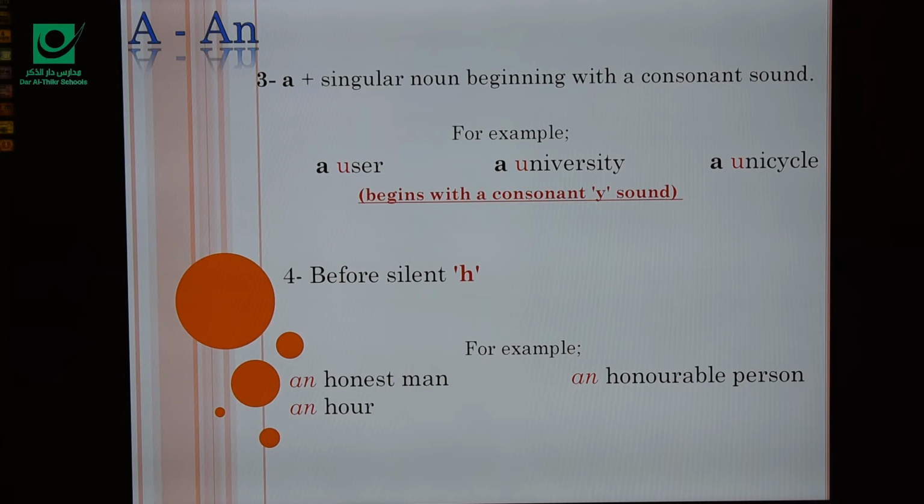Number 4, before the silent H, and take care of the letter H, whether it is silent or not. For example, an hour, an honest man, an honorable man. But when I say a horse, I cannot say an horse, because the H in horse is not silent. We pronounce it. So with hour, I didn't say a hour, I said an hour.